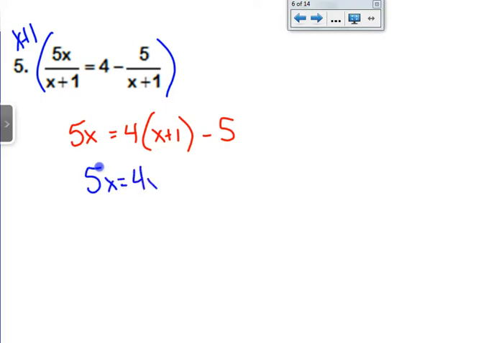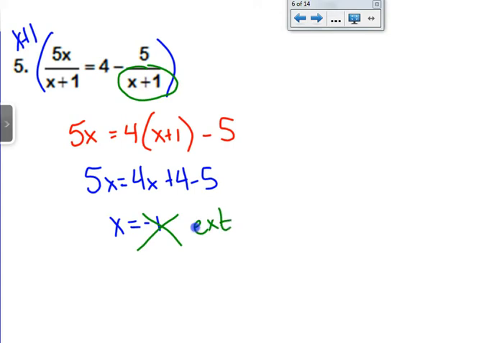5x equals 4x plus 4 minus 5. Combine your like terms, and now we get x equals -1, but don't stop there. Look what's going to happen in either one of these denominators. If you were to take that -1 and plug it back in, it would give you a 0 denominator. So it turns out this is actually an extraneous solution, and since I have no other working solutions, this problem has no solution. Haven't seen that yet today.